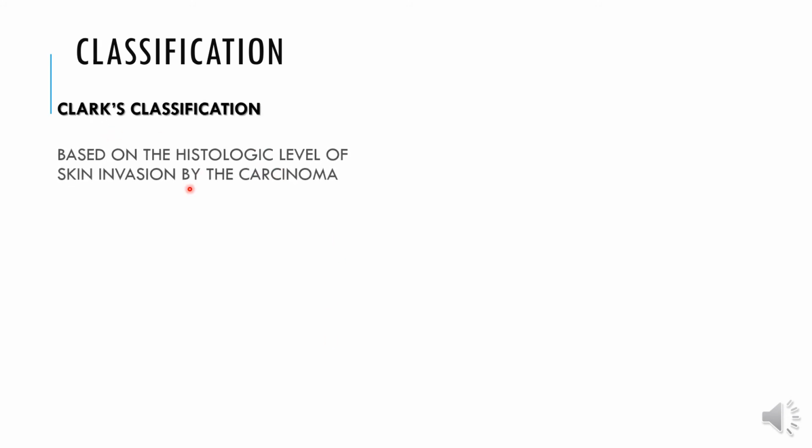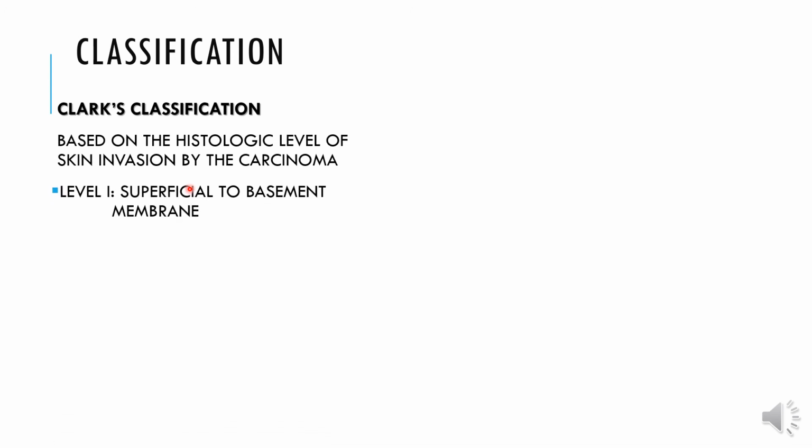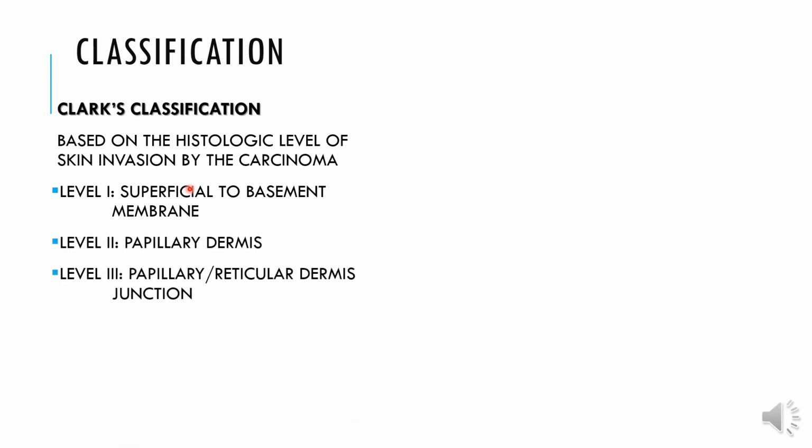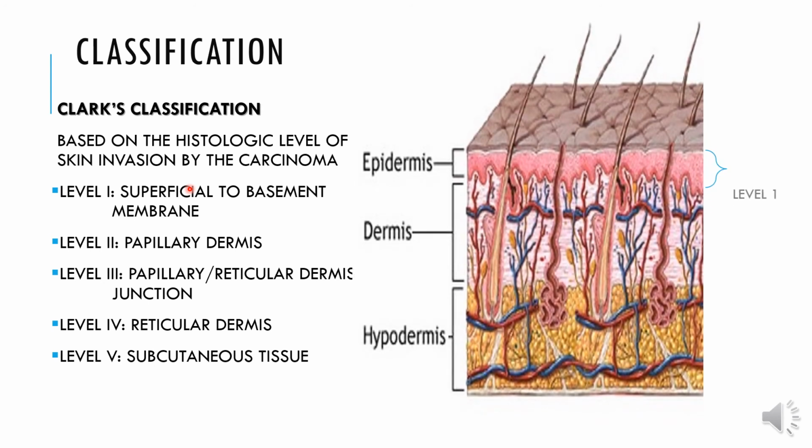Classification. There are various forms of classification of malignant melanoma. You have the Clark's classification, which is based on the histologic level of skin invasion by the carcinoma. Level 1 is superficial to the basement membrane. Level 2 is involvement of the papillary dermis. Level 3 is papillary/reticular dermis junction. Level 4, reticular dermis involvement. Level 5 is involvement of subcutaneous tissue.